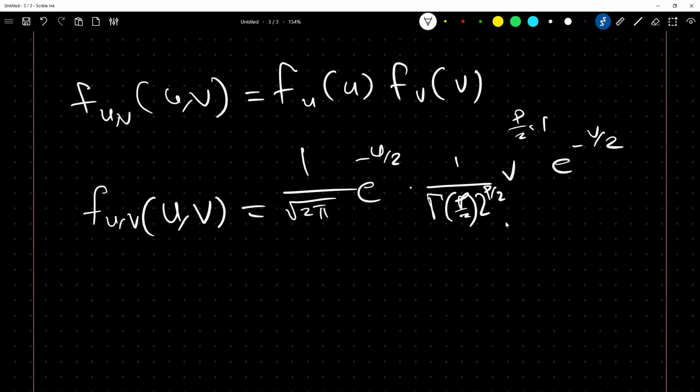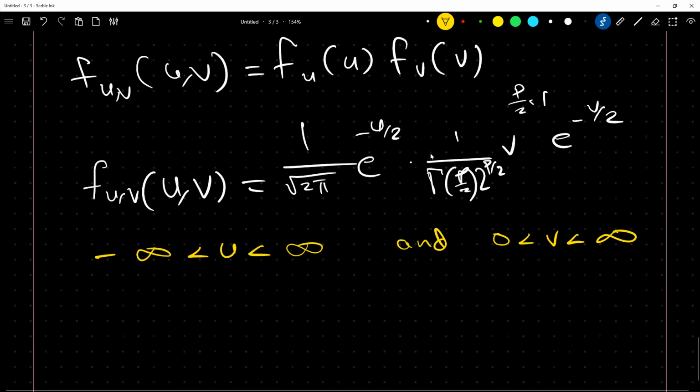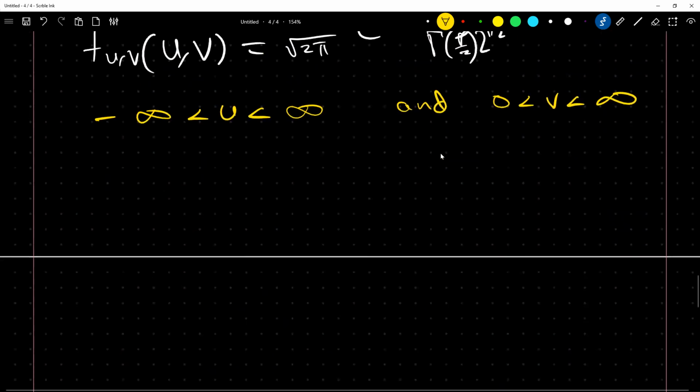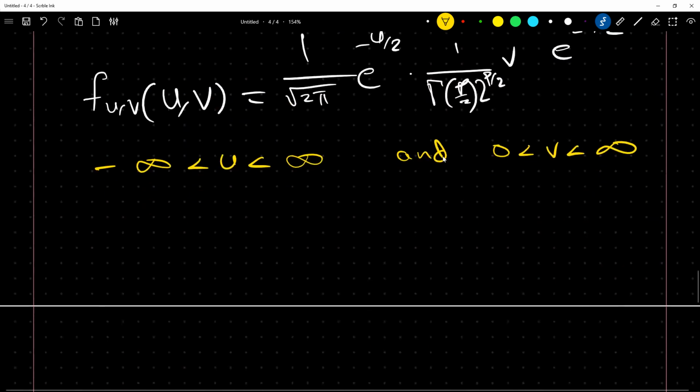Now, of course, we need to note the bounds for u and v. So u is between negative infinity and positive infinity, and v is only from 0 to infinity. Okay, so that's great. We've got our joint probability density function, and what we want to do now is make a transformation. Why do we want to make the transformation? We want to use the transformation to get the probability density function for t.